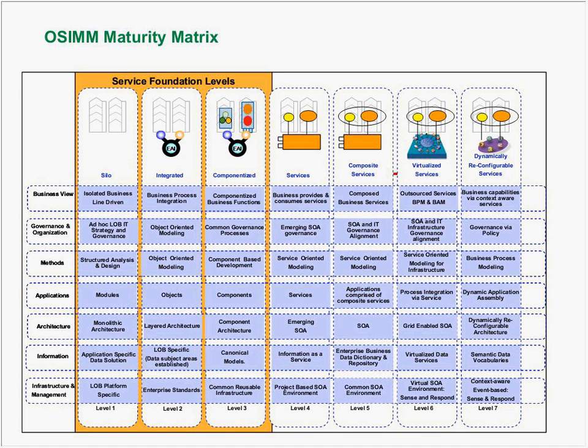Now, across the horizontal, you see that we have different levels, level 1 through 7. So name these levels. We use the names interchangeably. Level 1, we have silo. Level 2, it's integrated. Level 3 is componentized. 4 is services. 5 is composite services. 6 is virtualized services, and level 7 is, well, it's nirvana, right?